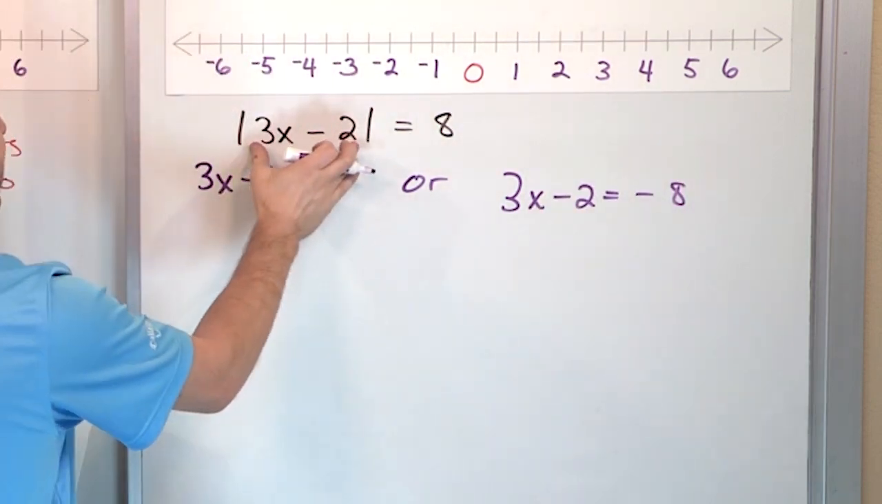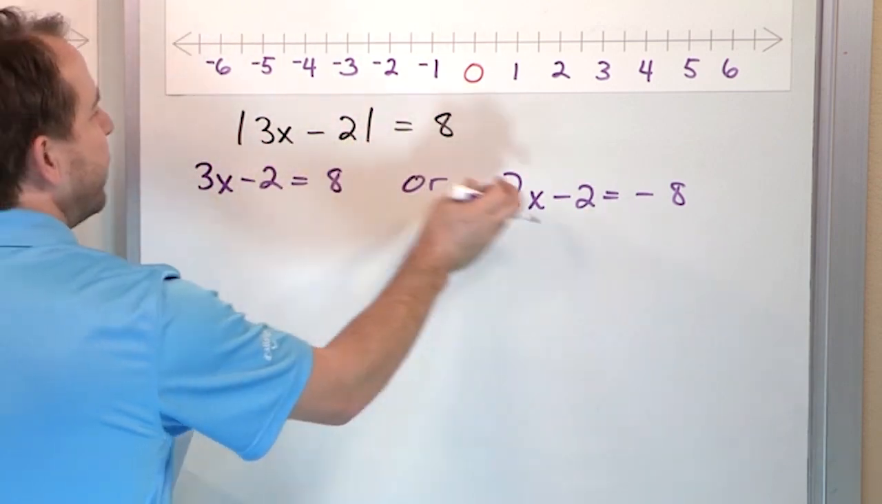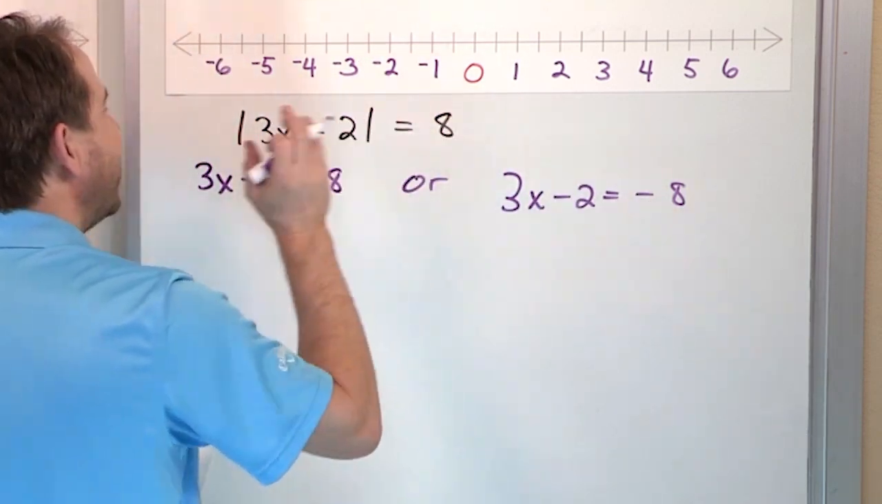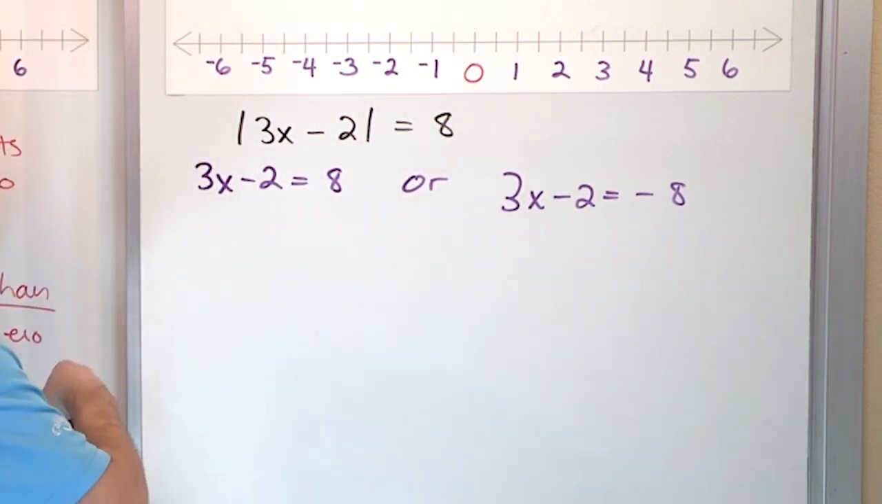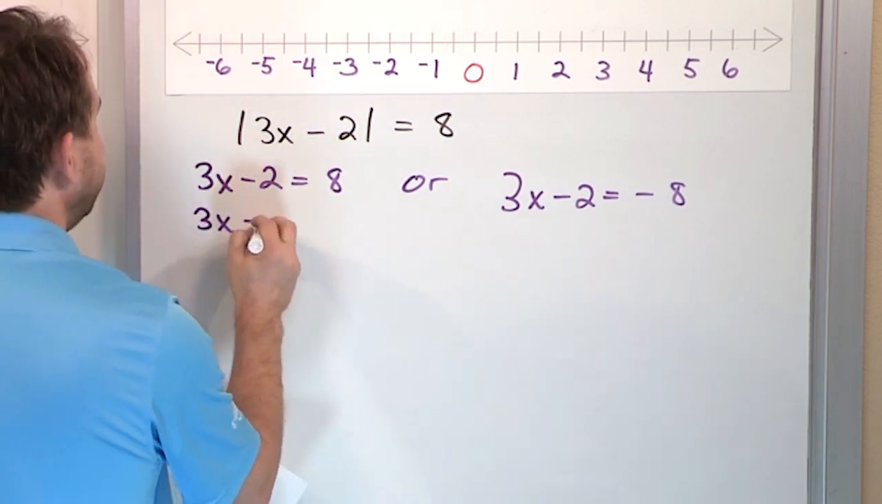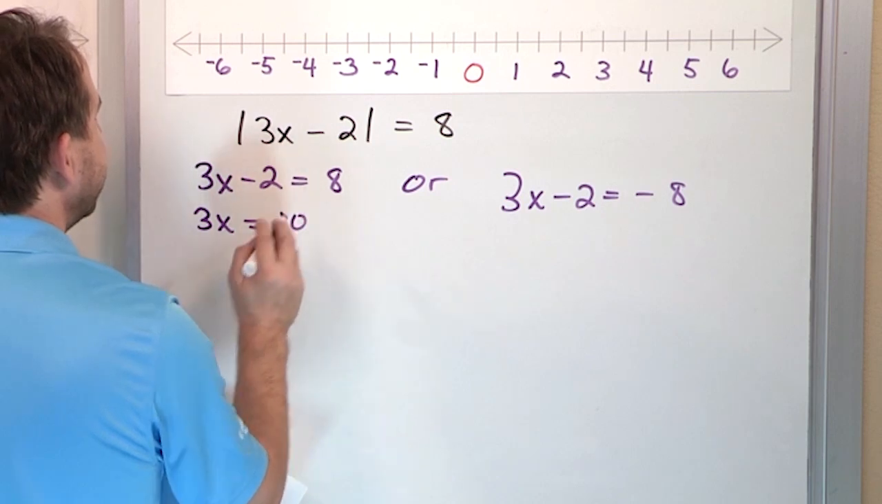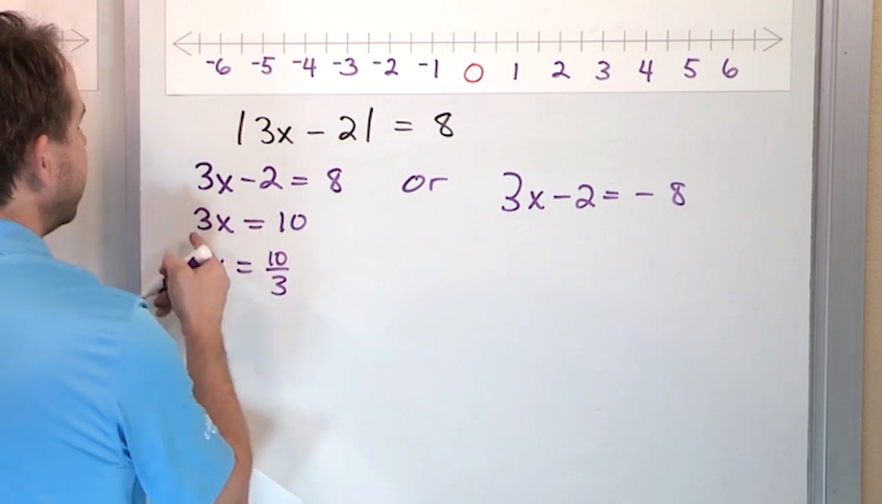Why? Because if I replace this with 8 and take its absolute value, I'll get 8. If I replace this guy with a negative 8, I will take its absolute value and I'll still get 8. So I can make it equal to positive or negative 8, and then I just solve them separately. So moving the 2 to the other side, 3x equals, when I add 2 to both sides, I get 10. And when I get x by itself, it'll be 10/3, just dividing both sides by 3.